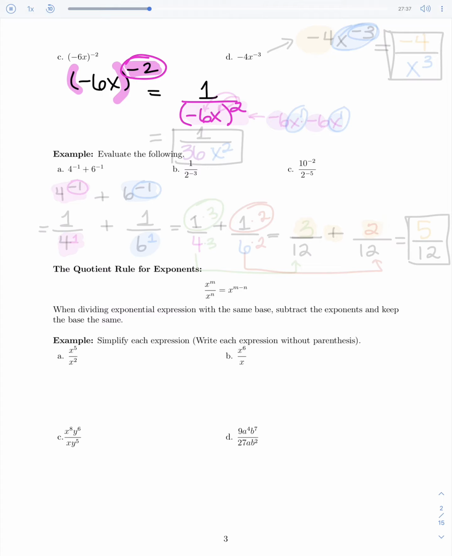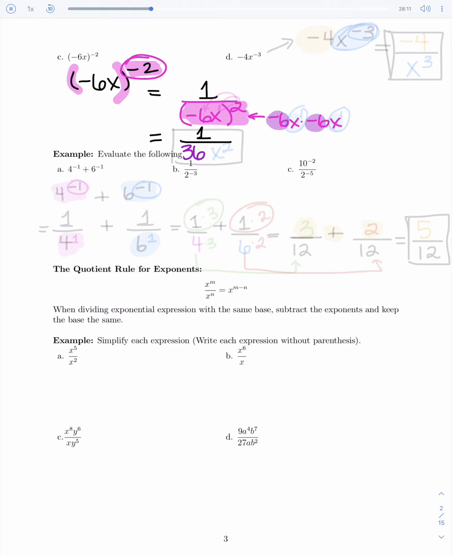Now, remember, we still have to do the math here. Well, what's the math? We've got the 1 on top, and we have to actually do the multiplication with this negative 6x squared. Remember, negative 6x squared means I've got 2 of these, 2 negative 6x's multiplied together. Well, then let's go ahead and multiply that out. A negative 6 times a negative 6 is actually going to give us a positive 36.